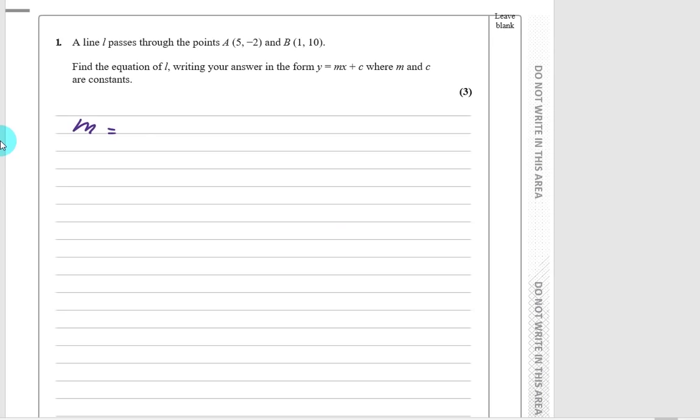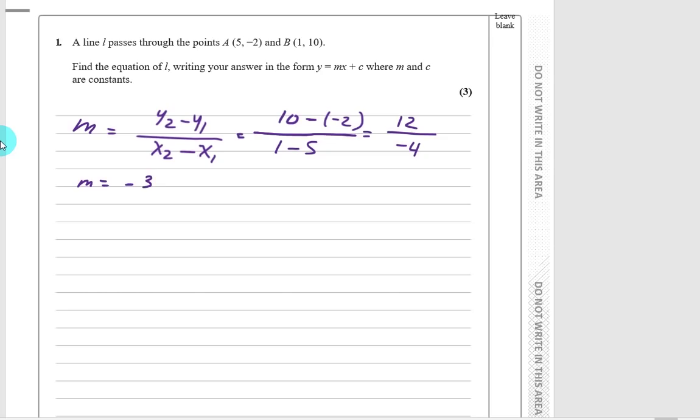m is equal to (y2 minus y1) divided by (x2 minus x1). So it will be (10 minus -2) divided by (1 minus 5). So it will equal 12 divided by -4. So m is -3. Now the equation is y equal to -3x plus c.